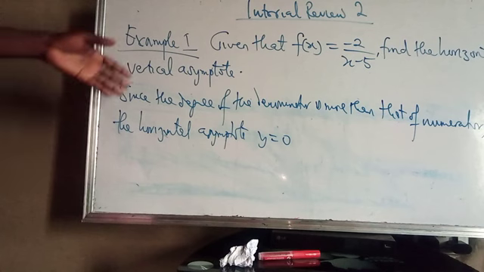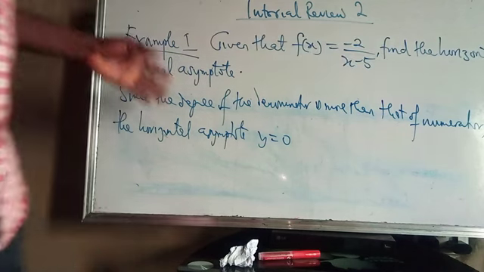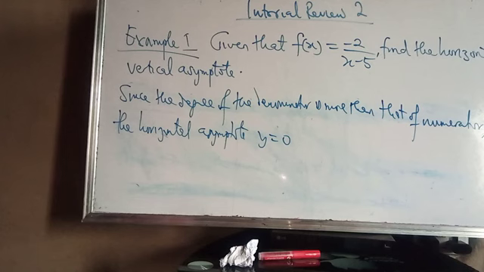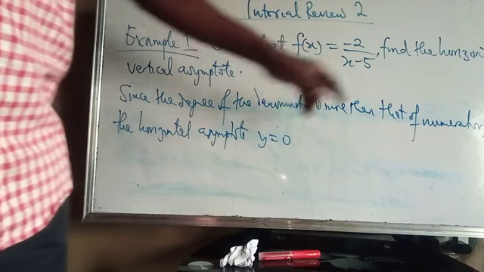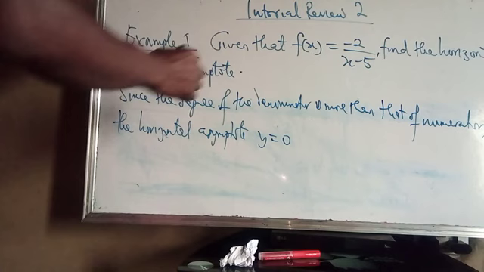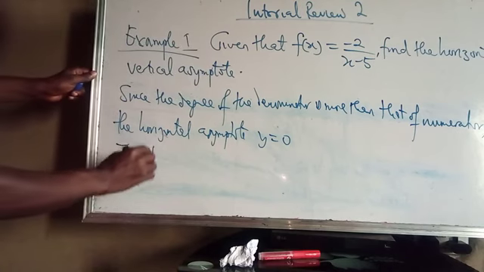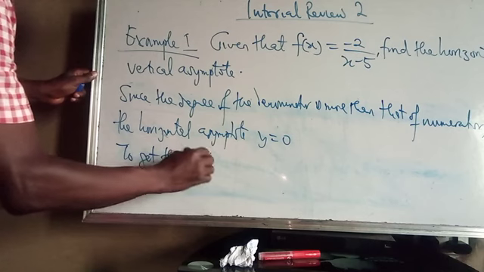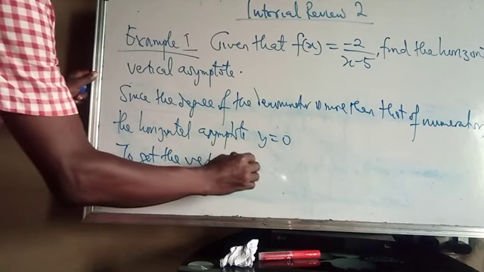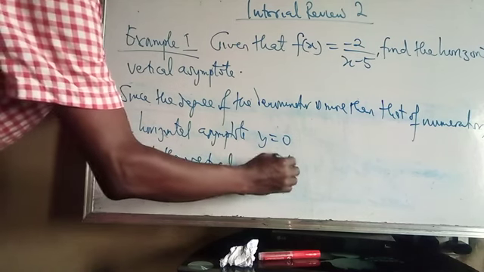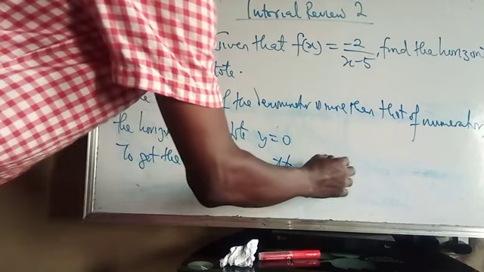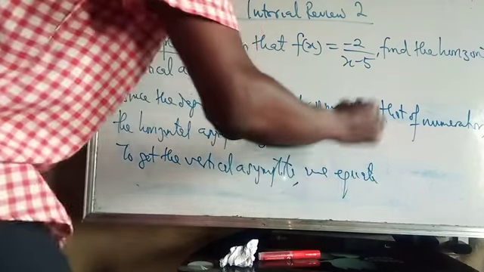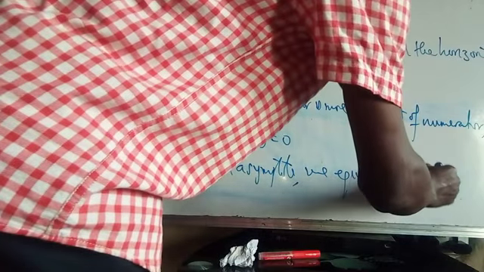Now, we have gotten the horizontal asymptote. How do we get the vertical asymptote? That's very simple. Just equate your denominator to 0. To get the vertical asymptote, that is x, we equate x minus 5 to 0. That is, x minus 5 equals 0, so x equals 5.